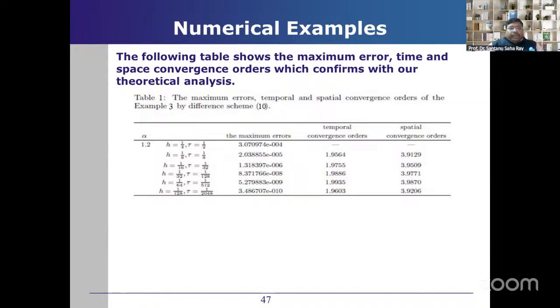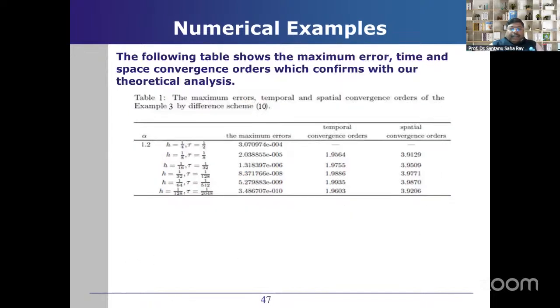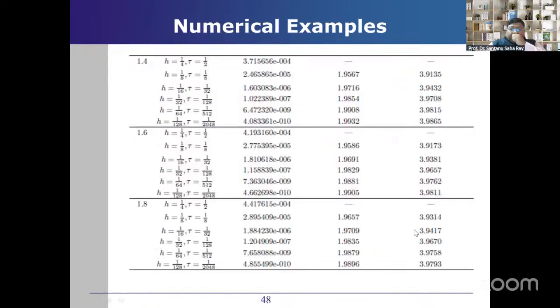Table 1 shows the temporal convergence order as well as the spatial convergence order, and also the L infinity error. This is the maximum error, that is the L infinity error, for different fractional orders alpha equal to 1.2, 1.4, 1.6, and 1.8. We can see that the temporal convergence order is approximately 2, and the spatial convergence order is approximately 4. You can see 3.9, etc. So it is approximately 4.